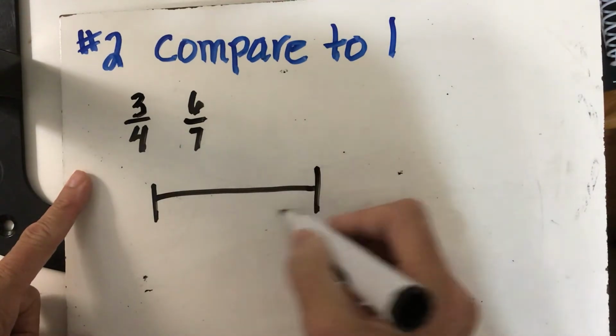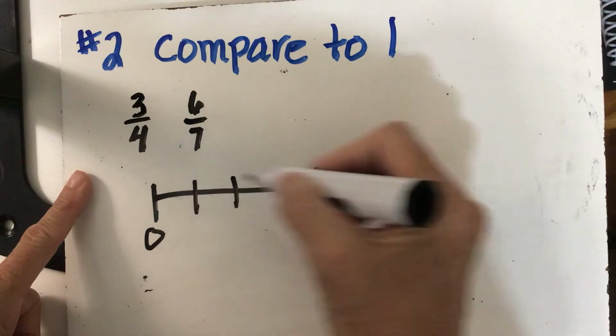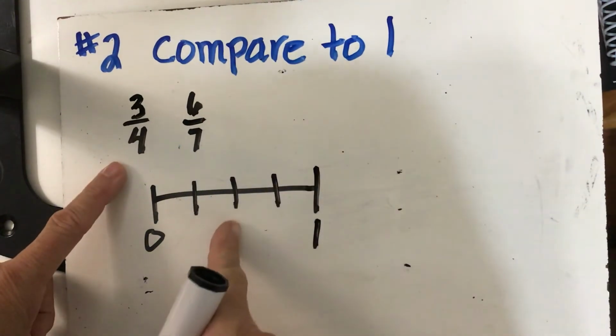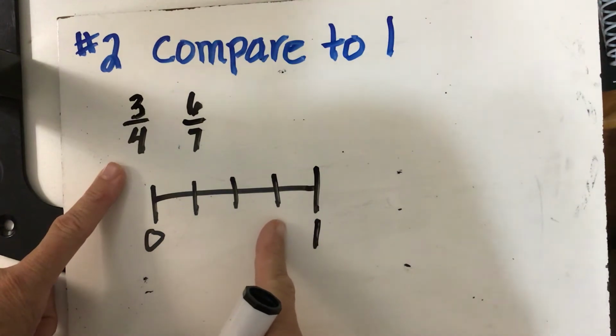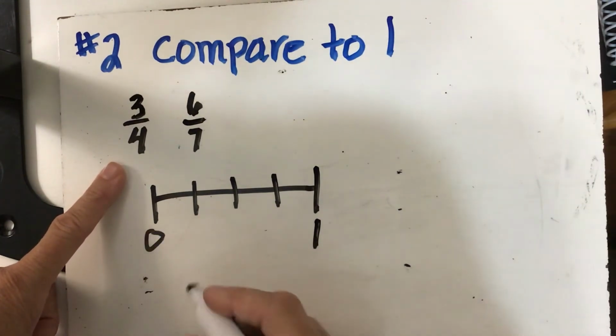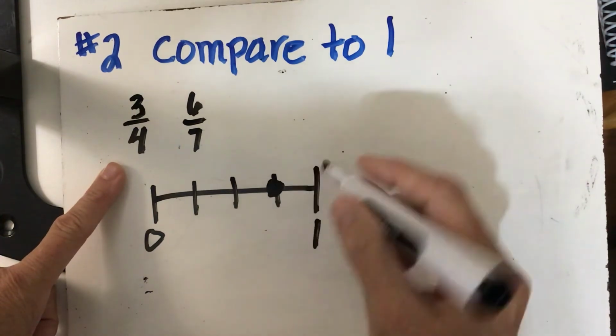Mrs. Holm isn't the best at drawing the number line, so bear with me as I do this in front of you. Notice when I do fourths, I just divided it in half, and then I split each of those halves in half, and now I have fourths. And 3/4 is going to put my dot right here on the third one.